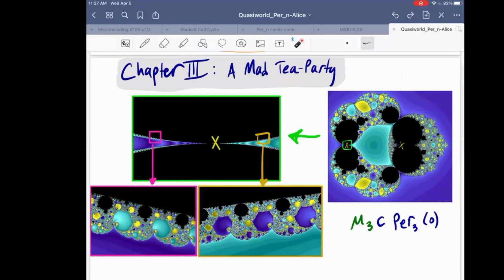But of course, it's chapter 3. It's the Mad Tea Party. So Alice is invited by the Mad Hatter, who lives in the airplane's mating component. But how can she get there if she emerged from over here?